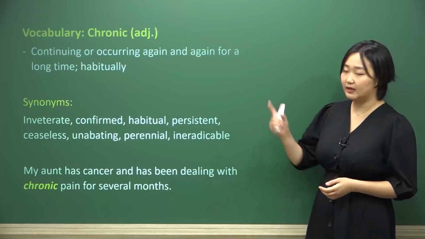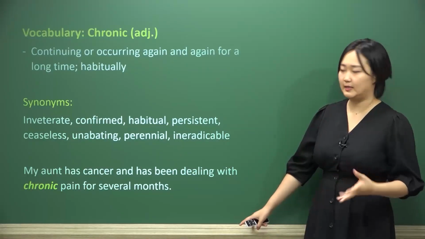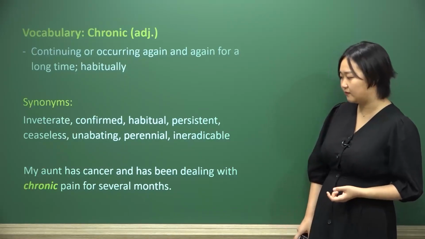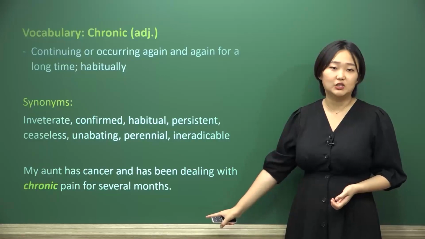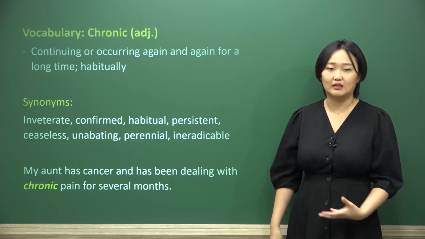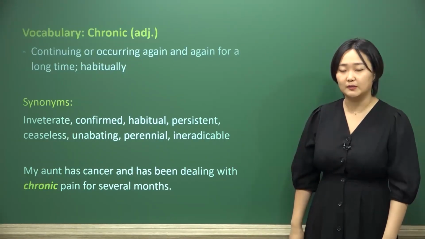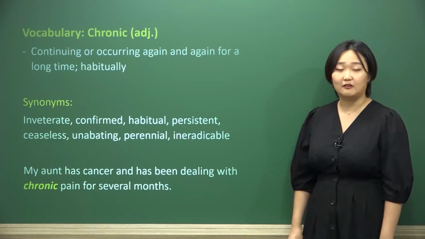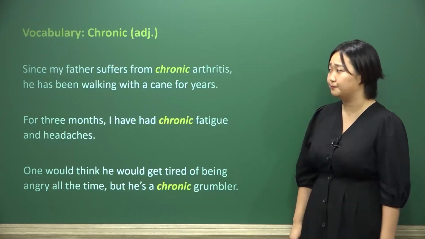But if we're talking about chronic, again, very negative here. We might see this a lot with medical emergencies or medical symptoms. And so my aunt has cancer and has been dealing with chronic pain for several months. Continuing or occurring again and again for a long time, or habitual, chronic pain. Again, something that often has to do with something that is medically related to your body. I would say chronic pain is probably one of the ways that we will see this word used the most, specifically when we're talking about the adjective, some kind of pain, some kind of symptom. We're going to be seeing this a lot in the other sentences too.